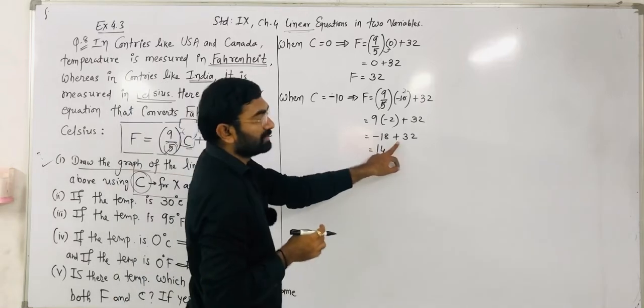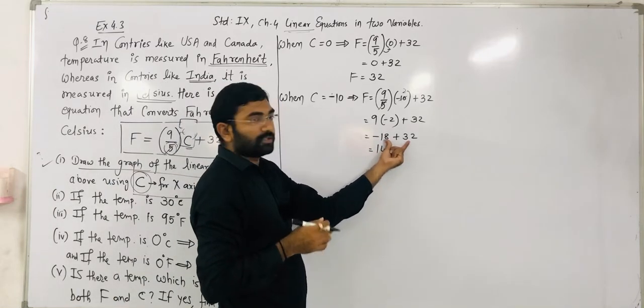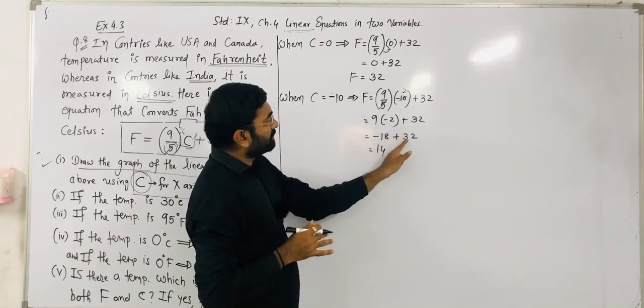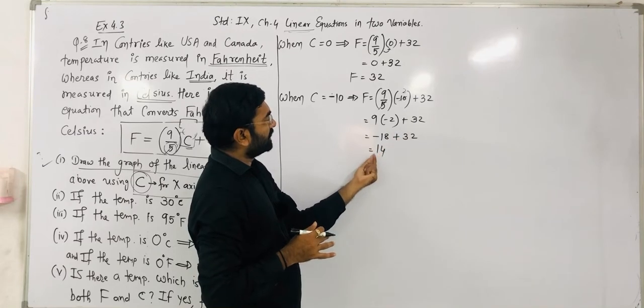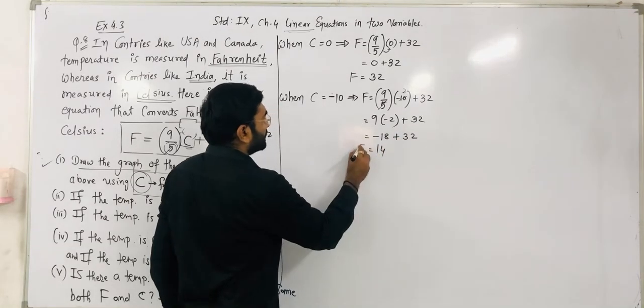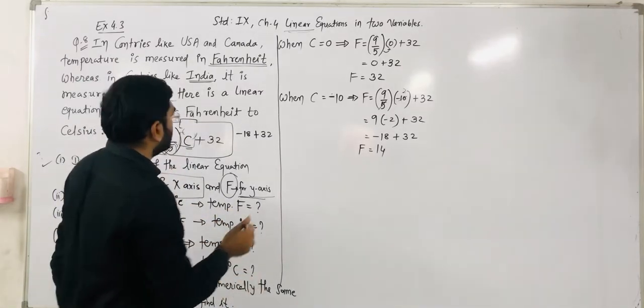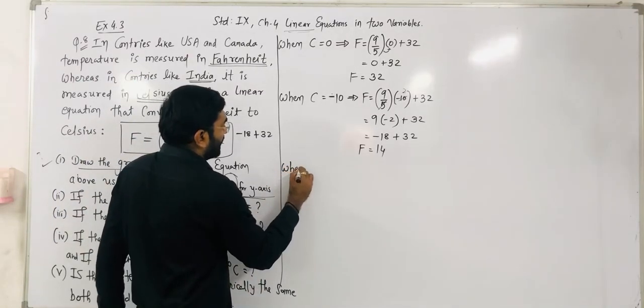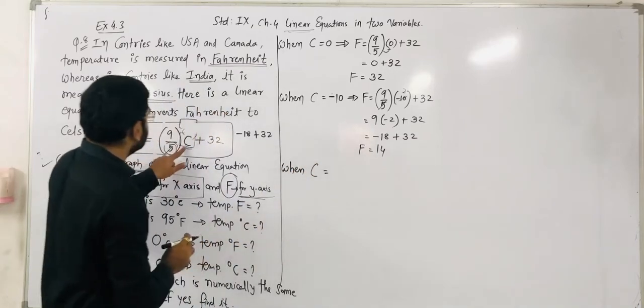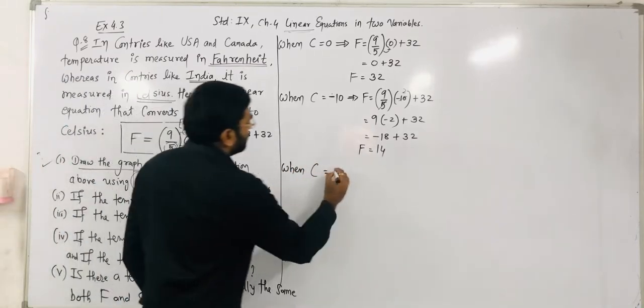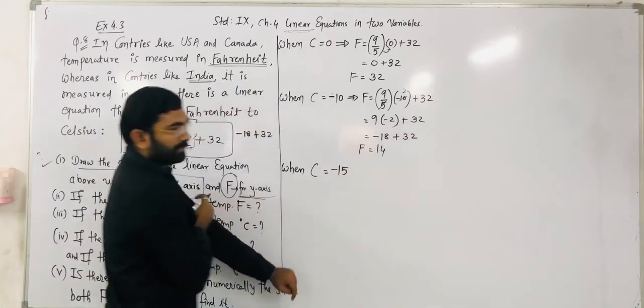With plus and minus, there are two numbers, so we have to do the subtraction, but we put the sign of the bigger number. So we get plus 14. So the F value we get is 14. Same way, suppose I take a Celsius value that is a multiple of 5. Suppose I take minus 15.